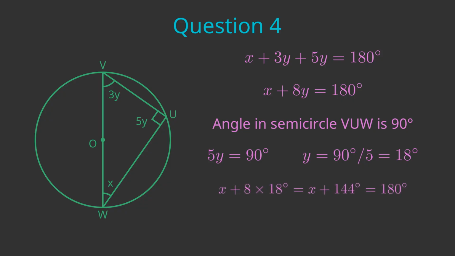This tells us that x plus 8 times 18, which is x plus 144, equals 180 degrees. Solving for x gives 36 degrees. So in this case, x is 36 degrees and y is 18 degrees.